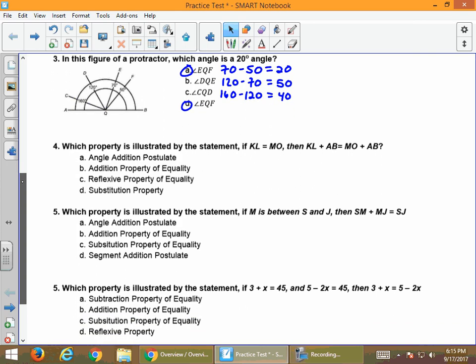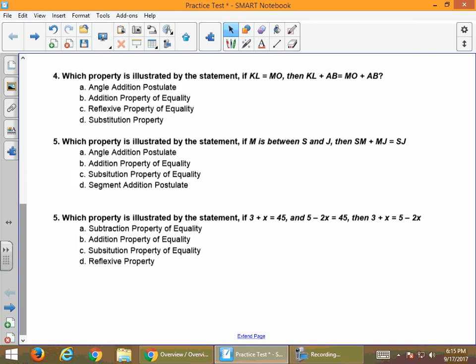All right, question number 4. Which property is illustrated by the statement? If KL equals MO, then KL plus AB is equal to MO plus AB. Notice what we're doing. On both sides, we are adding the exact same thing to both sides. That is just the addition property of equality.